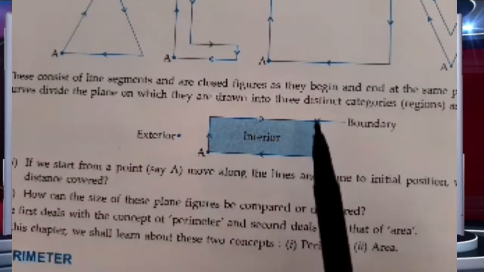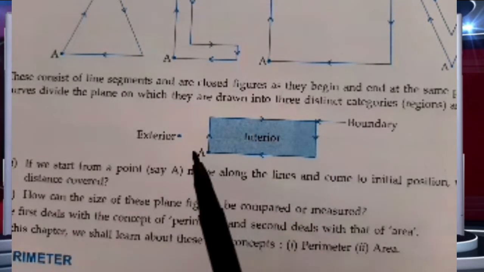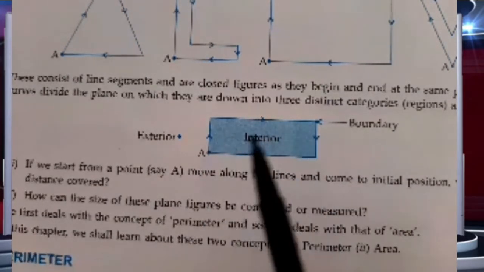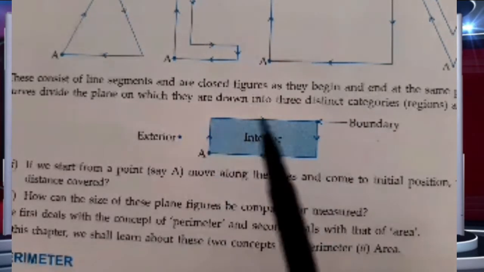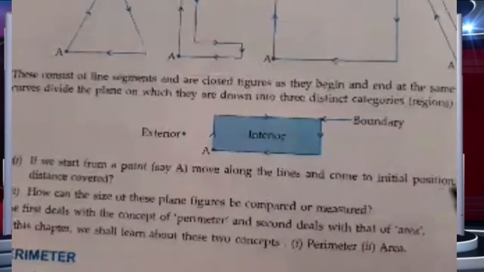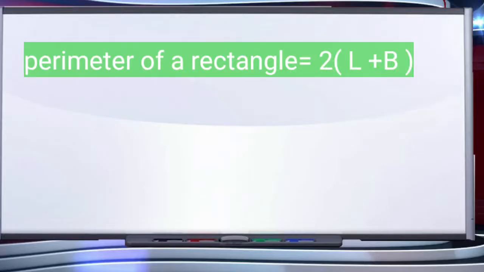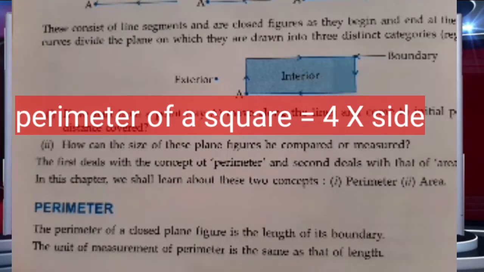Perimeter means the outer boundary. This boundary that you see. So perimeter means outer boundary and area means the interior portion. The colored portion you can see, this interior portion, this is the area and the outer boundary is known as the perimeter. So students, you also know the formula for the perimeter of square, rectangle and triangle.